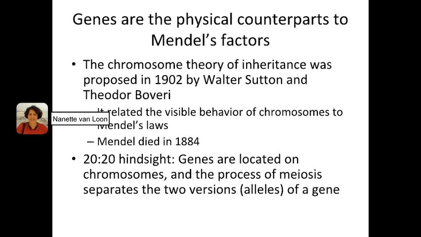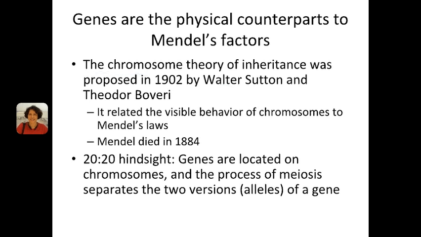Unfortunately, people didn't really pay attention to Mendel when he published his observations. He died basically unacknowledged, and his work wasn't known until it was rediscovered in 1900 by 3 scientists at the same time. In 1902, Sutton and Boveri proposed the chromosome theory of inheritance. In that theory, they connected Mendel's observations of his factors with the visible behavior of chromosomes visible under a microscope.